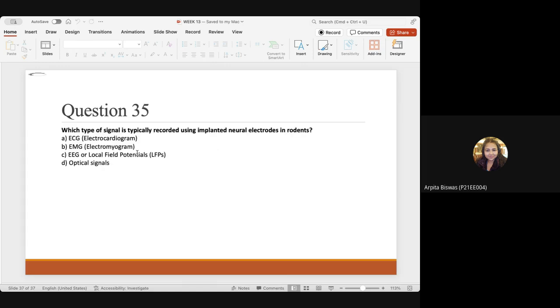Then this is question number 35. Which type of signal is typically recorded using the implanted neural electrodes in rodents? The first option is the ECG, then EMG, then option C is the EEG or local field potentials, and option D is the optical signals. Option C, ma'am. Yes, option C is the right option, EEG and local field potentials.